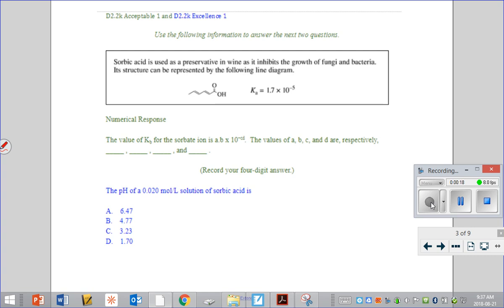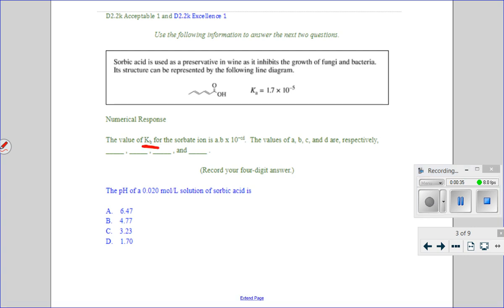So the first numerical response is, the value of Kb for the sorbate ion is A.B times 10 to the negative CD. The values of A, B, C, and D are, respectively, and so then you're supposed to record your 4-digit answer. So for the first part of this question, it's asking you for Kb, and you're given Ka. So you need to understand the relationship between Kb and Ka. You need to recall that formula, Kw equals Kb times Ka.